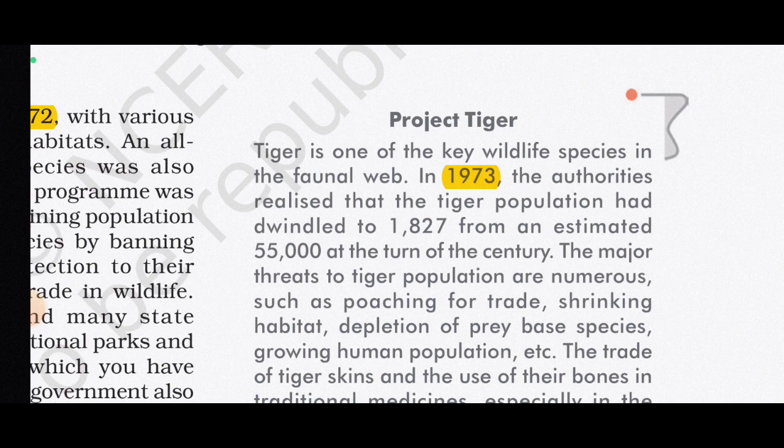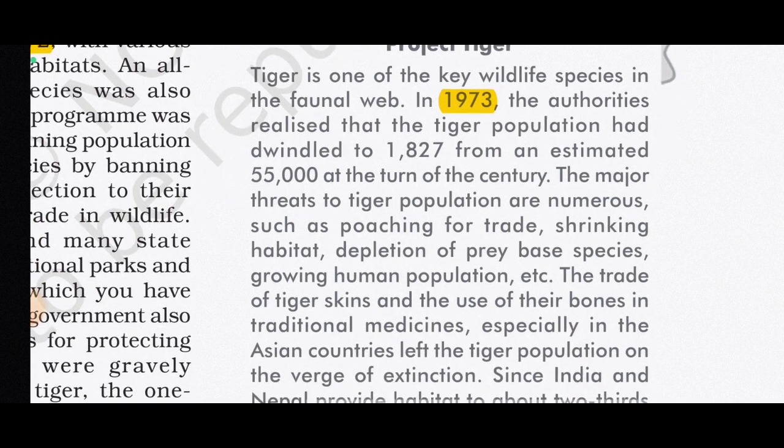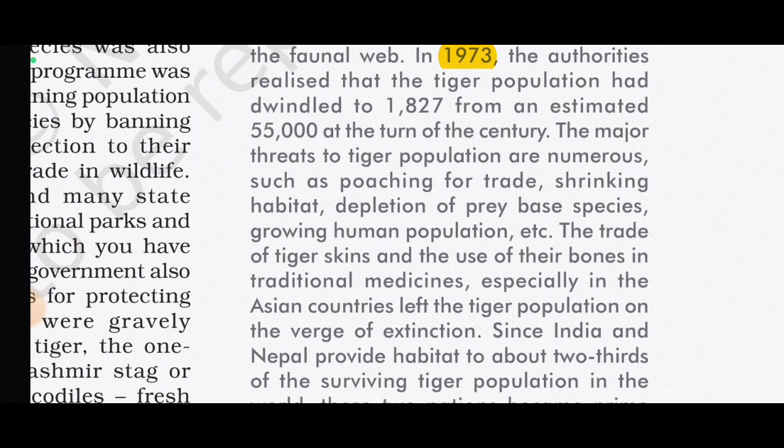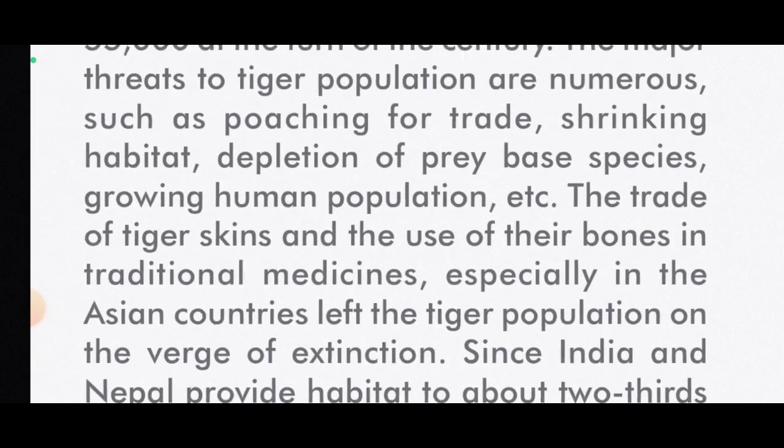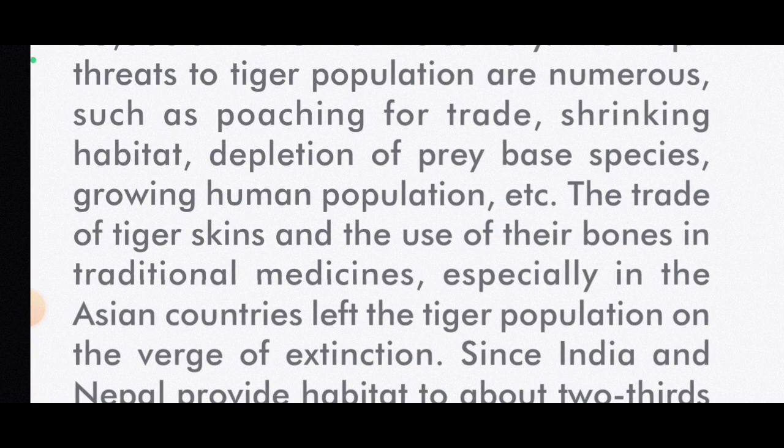In 1973 the authorities realized that the tiger population had dwindled to 1827 from an estimated 5,000 at the turn of the century. The major threats to tiger population are numerous, such as poaching for trade, shrinking habitat, depletion of prey-based species, growing human population, etc. The trade of tiger skins and the use of their bones in traditional medicines, especially in the Asian countries, left the tiger population on the verge of extinction.